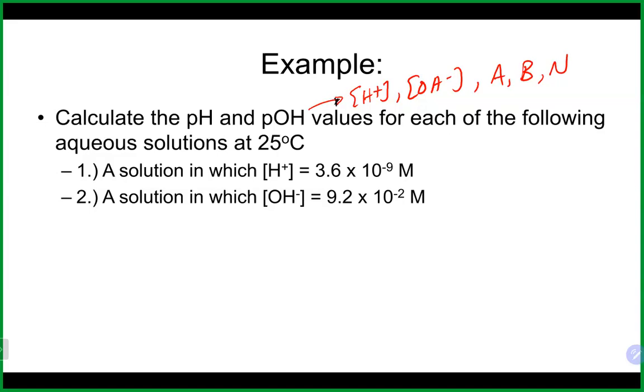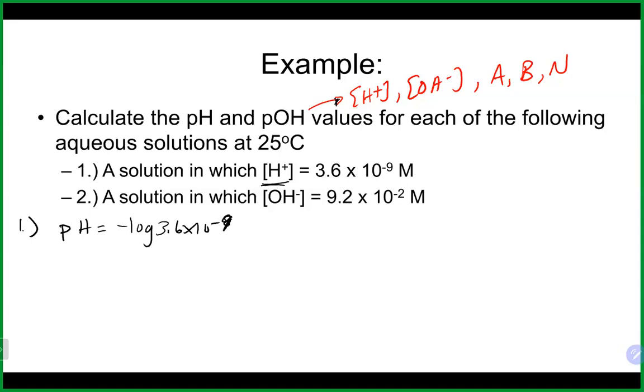In this case, since we're looking for everything, we have the H plus given to us here on the first one. We do have a variety of things we could do. We could use Kw to get to OH minus if you want. Because we have the H plus, we could just go right into the pH equation. So that's what I'm going to do first for this one. I'm going to go right into the pH because I have the H plus concentration. That's going to be minus the log of 3.6 times 10 to the minus 9.